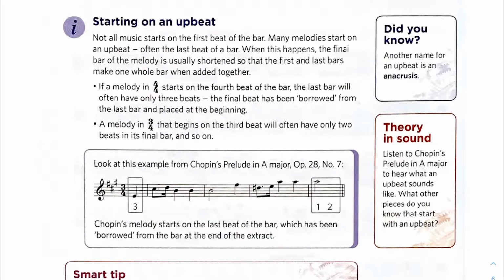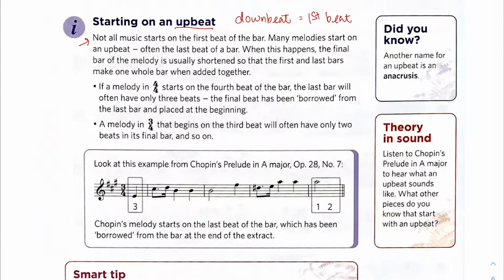Today we are going to start with starting on an upbeat, which is on page 6 of the Grade 3 workbook. So what is an upbeat? First of all, we need to know what a downbeat is in music. A downbeat is the first beat of each bar, which is the strongest beat of the bar or the accented beat. So upbeat refers to the beat that is not accented or the last beat of a bar.